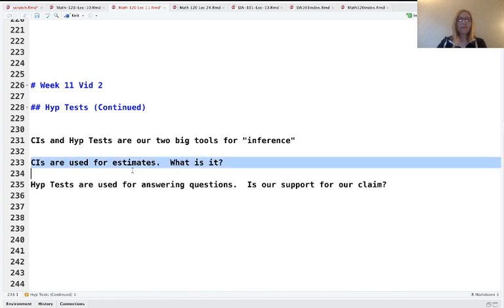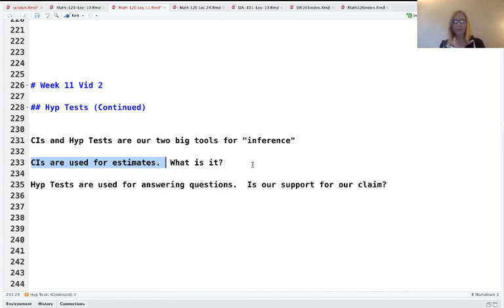Keep in mind, confidence intervals are used for estimates. In other words, they answer the question, what is it? What's going on? What is the population parameter? We do confidence intervals when we have no idea what's going on and we want to investigate.